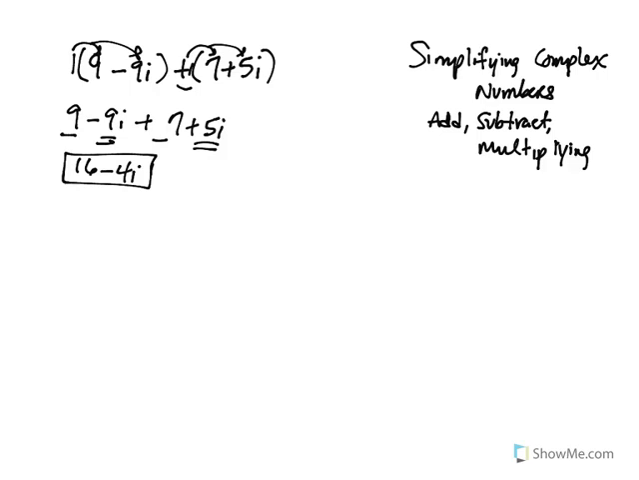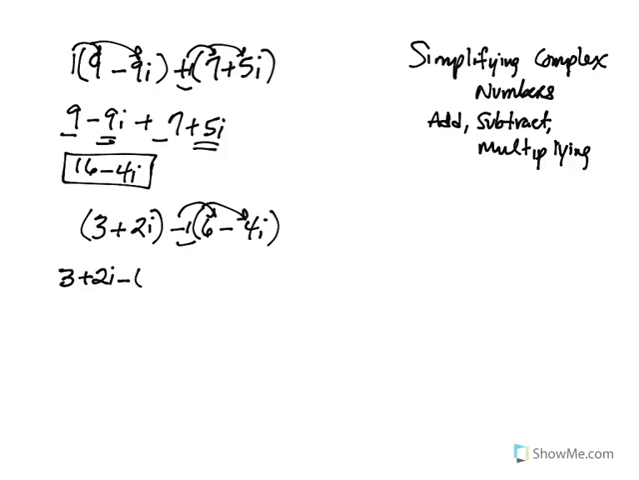So let's see if we had 3 plus 2i minus 6 minus 4i. So we would have 3 plus 2i. I would have to distribute the negative, so I would get a negative 6 plus 4i, and then I would combine like terms. So negative 3 plus 6i. Problem simplified.